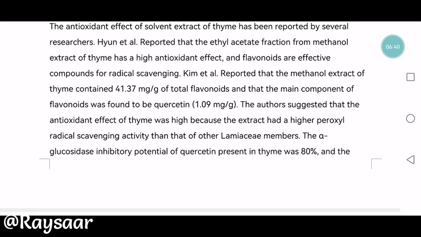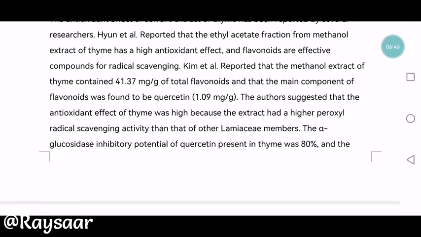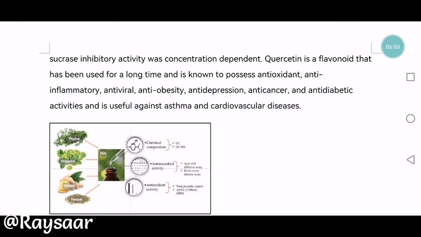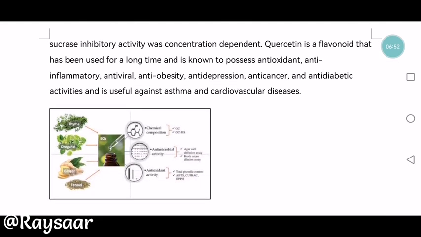The glucosidase inhibitory potential of quercetin present in thyme was 80% and the sucrase inhibitory activity was concentration dependent. Flavonoid has been used for a long time and is known to possess antioxidant, anti-inflammatory, antiviral, anti-obesity, anti-depression, anti-cancer, and anti-diabetic activities, and is useful against asthma and cardiovascular diseases.